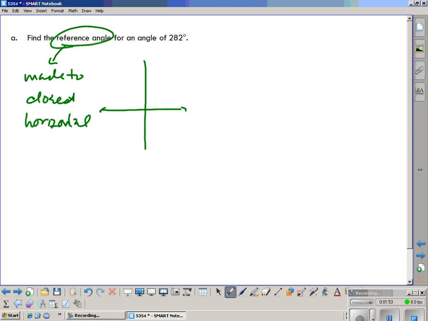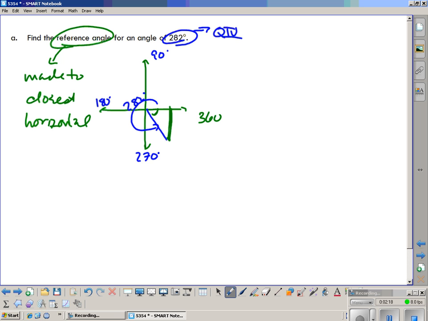So in this case, and again, this is the part that seems to throw some people. Every 90 degrees you go here. So 282 degrees is in quadrant 4. So that means you got this over here. This is 282 degrees. You want this angle right here. This is the nearest horizontal. Okay, so in that case, we're going to go 360 degrees minus 282 degrees. So then you'd end up with 78 degrees.